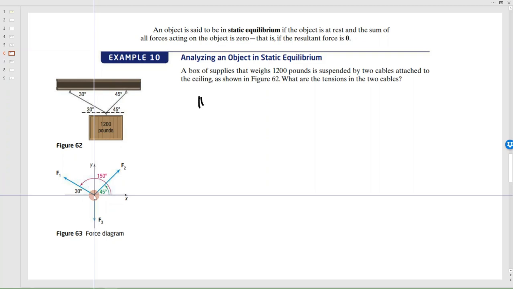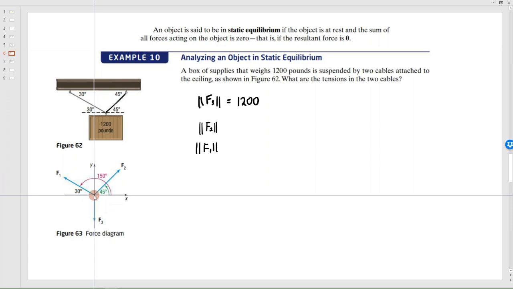We know that F3 is equal to 1,200, the magnitude of F3. Okay, and we've got a force acting on this cable in that direction. We're going to call that F2. And then this force here, F1, is the 1,200 pounds distributed between these two forces. So we're looking at F1 in the longer cable and F2 in the shorter cable.